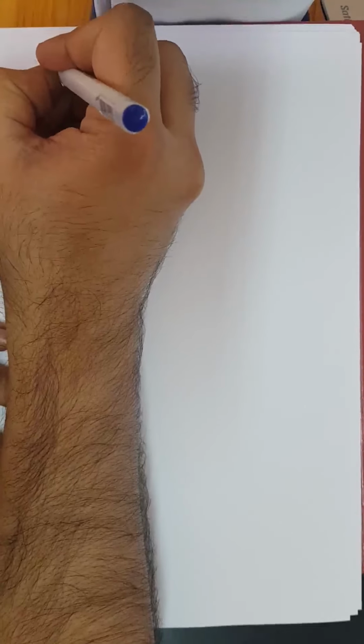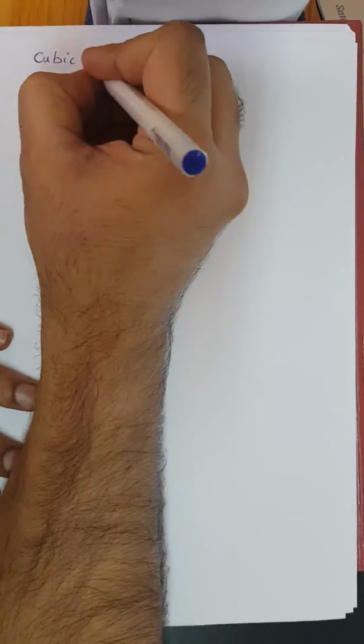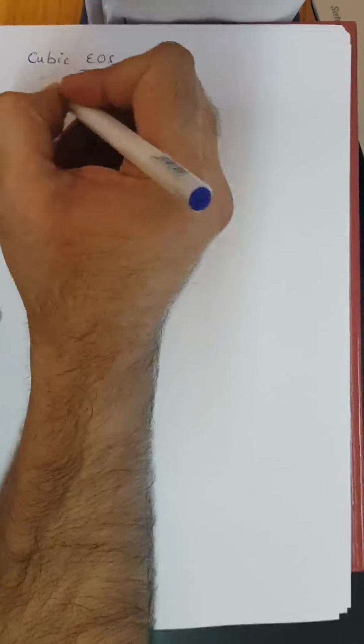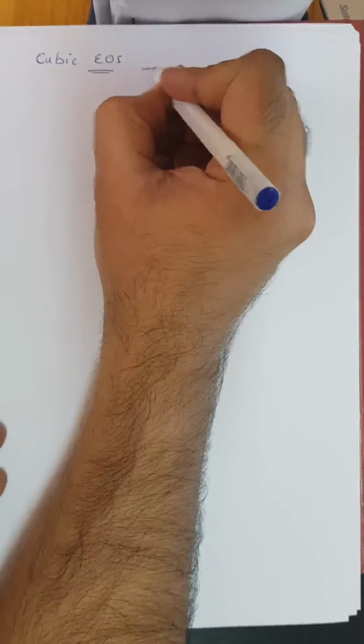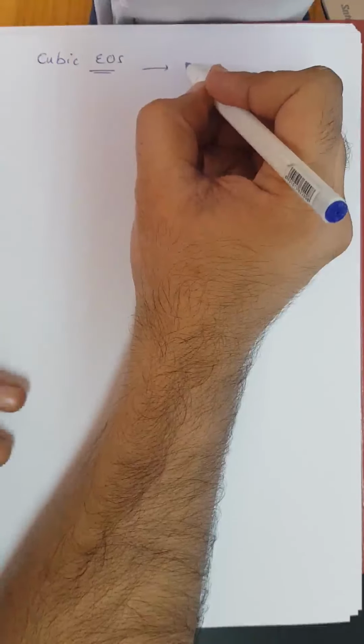There are thousands of equations of state, but in our course we have only two. The first one is the virial equation of state. The second one is the cubic equation of state. This equation, I told you, is applicable for high pressure.